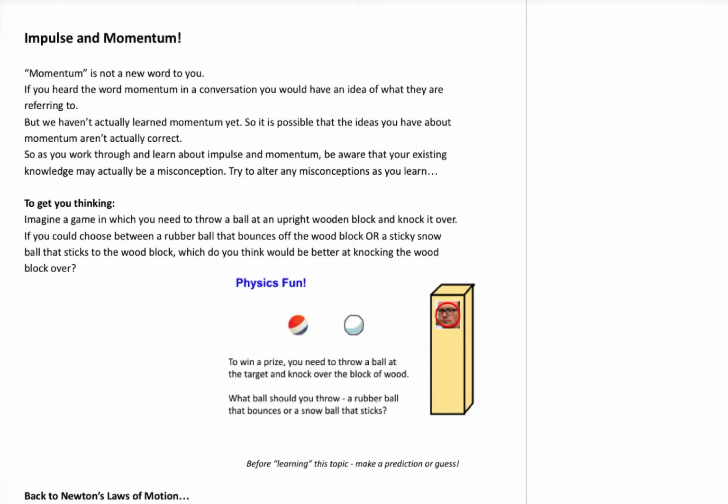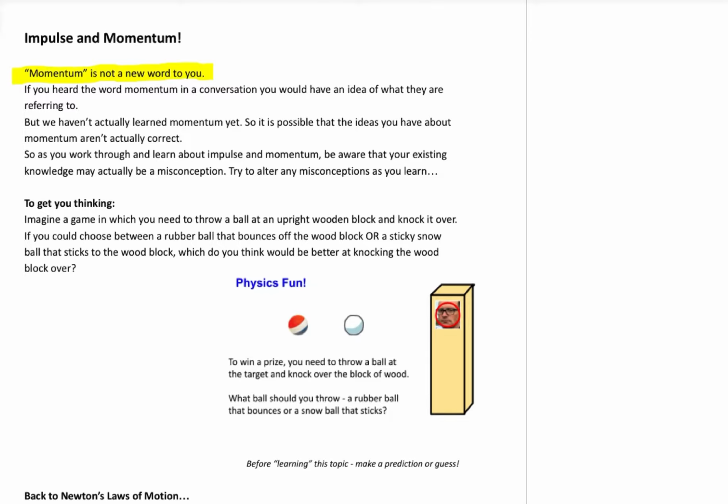The lesson today is a topic called impulse and momentum. Right off the top, momentum, this is sort of classic physics. Everybody, for as long as you've been alive, you've heard the word momentum. You could probably use it in a sentence. If it came up in conversation, you'd be able to sort of roll with it and understand it.